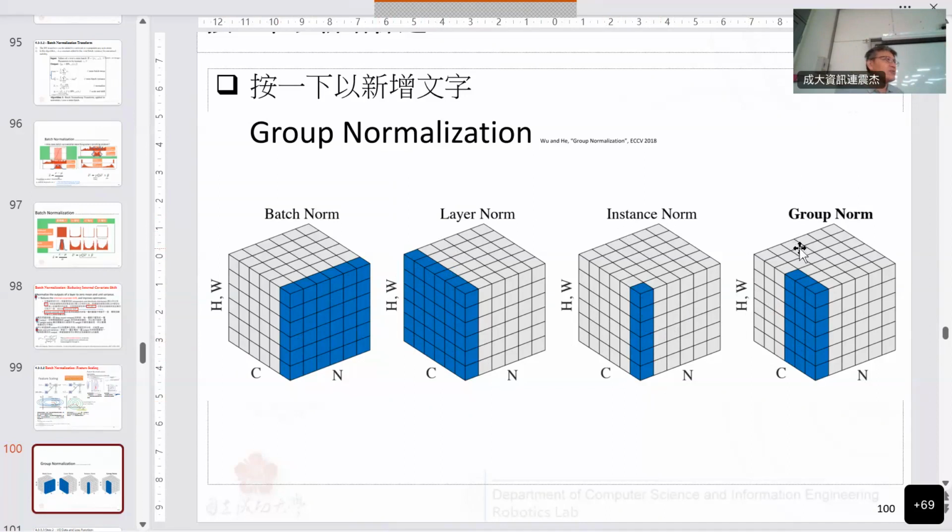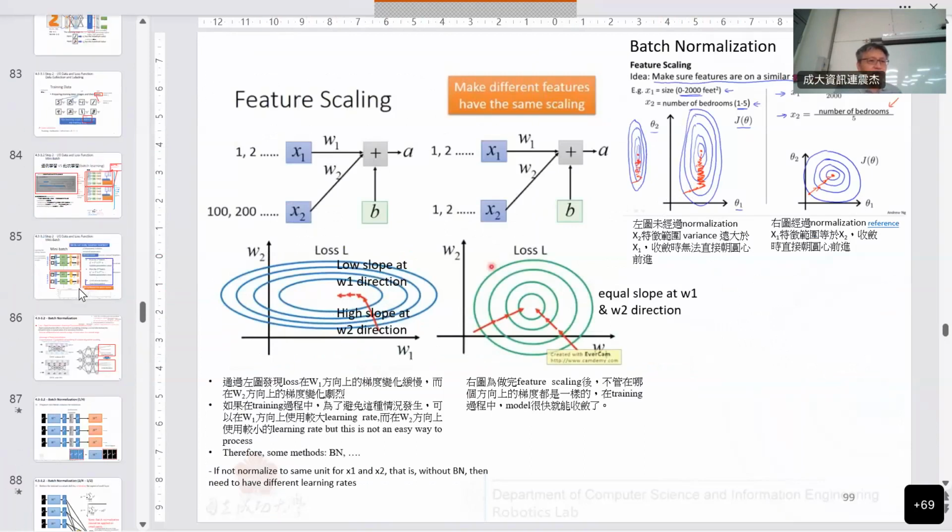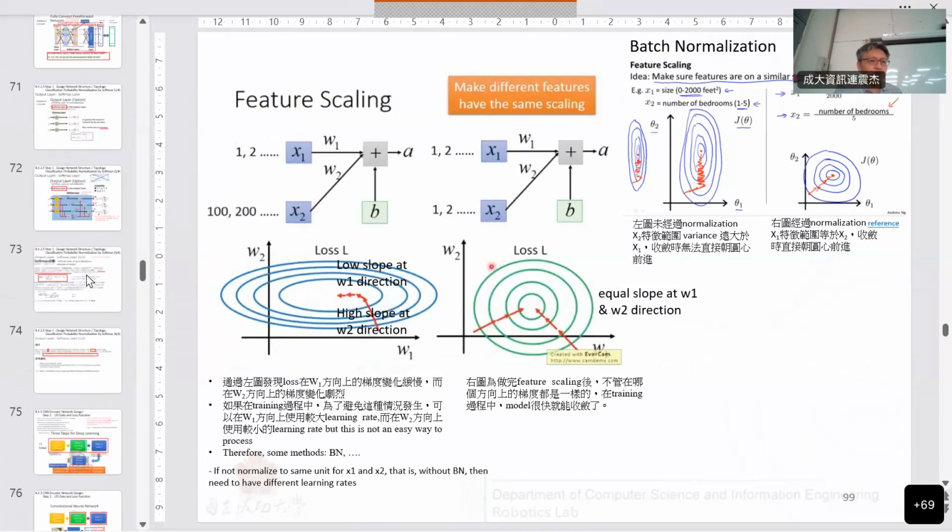Which normalization is better depends on your situation. I just want you to know there are different kinds of normalization. The major purpose is this one: because your parameter directions are not uniform, it will cause problems and your analysis will not be so beautiful.